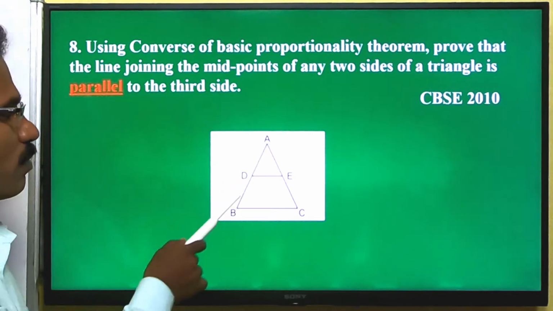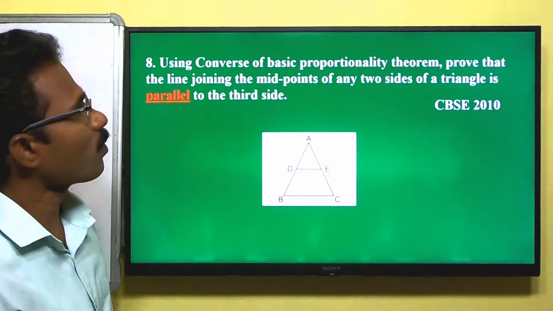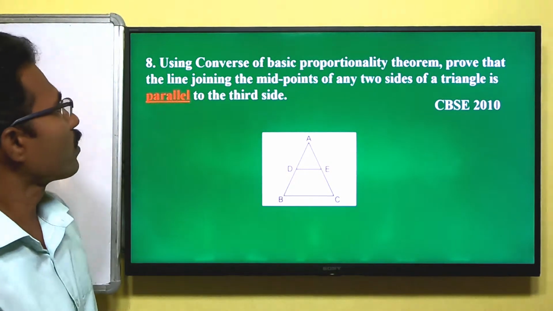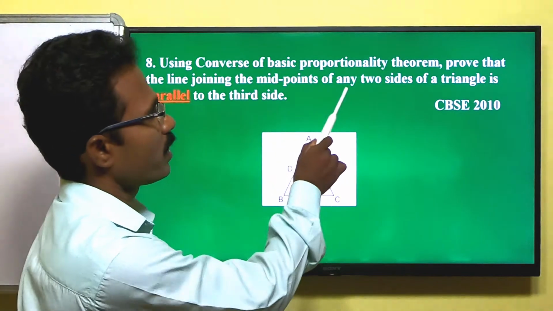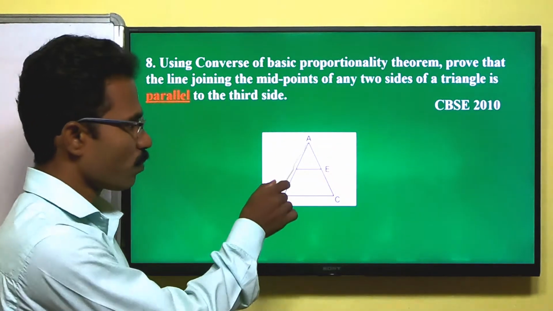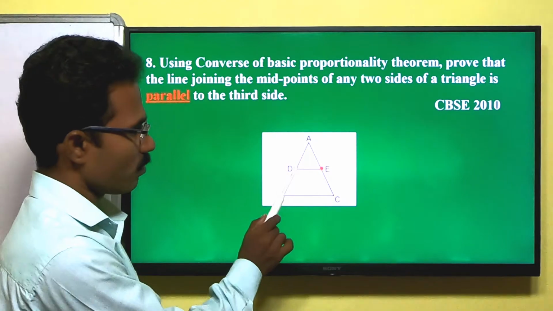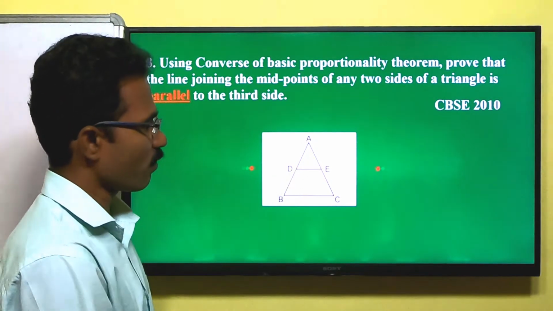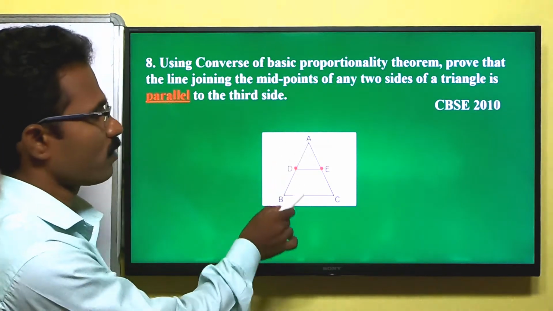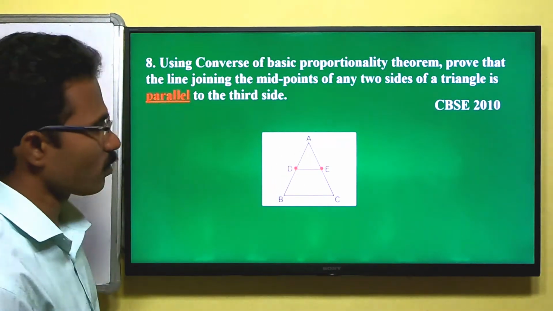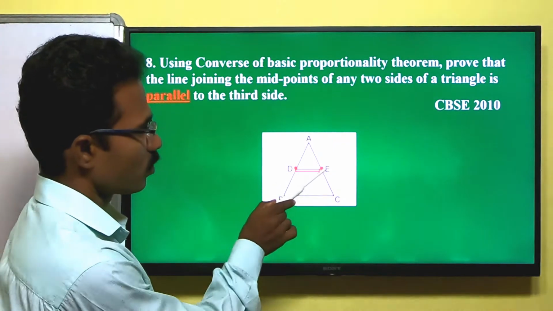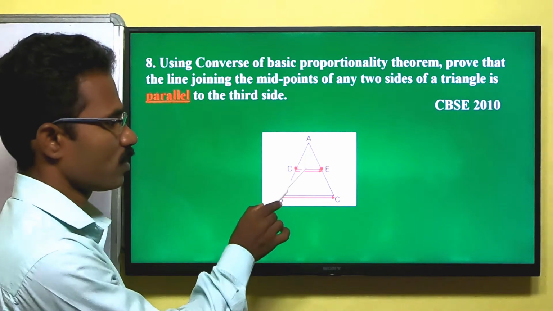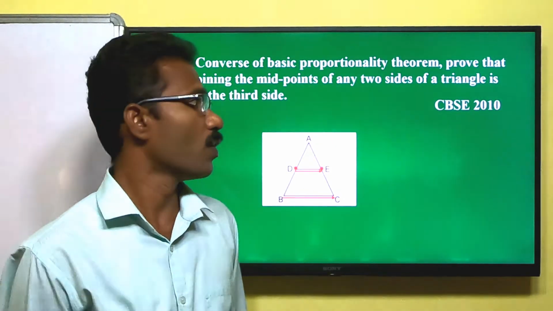So we have triangle ABC. The sum says prove that the line joining the midpoint of any two sides of a triangle is parallel to the third side. Let's say we take these two sides, and D and E are the midpoints of these two sides. The line drawn joining these two midpoints is parallel to the other side BC. That we have to prove.